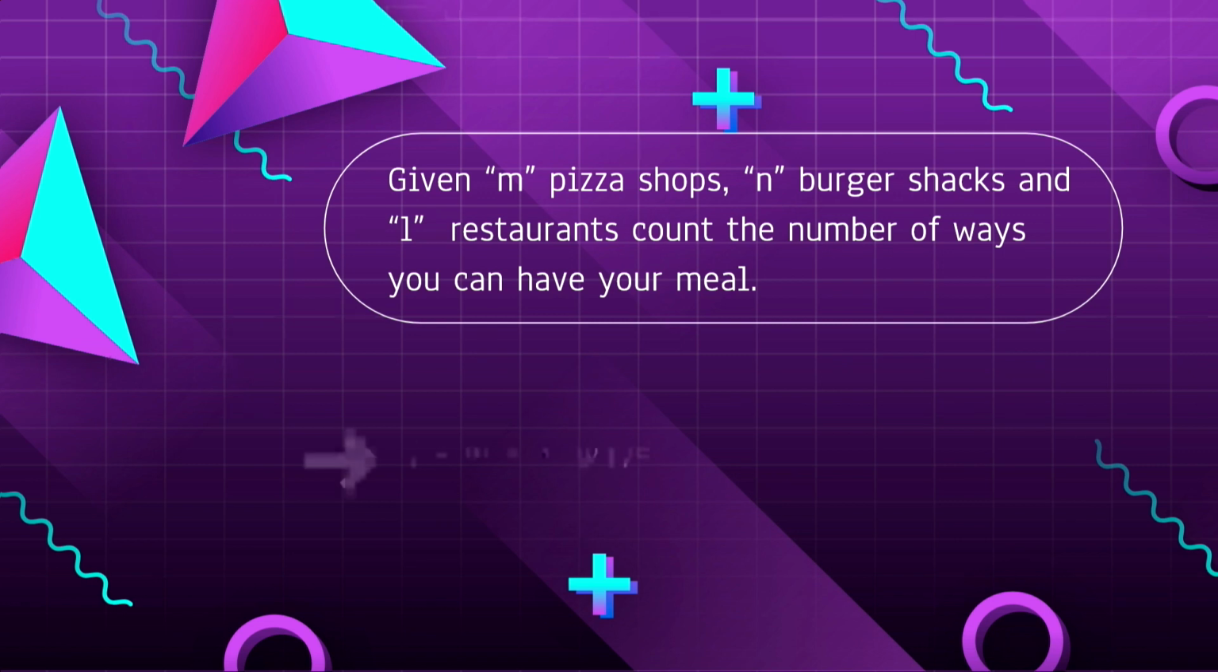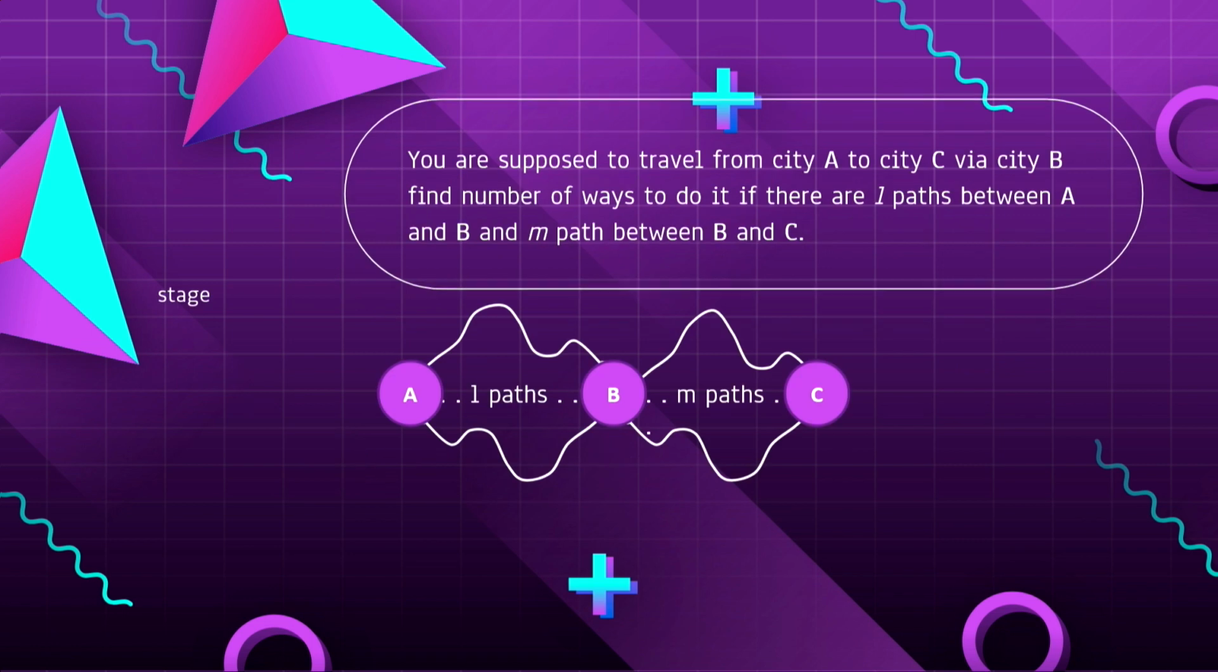Okay, so it's just m plus. Now this is a different question. You have to go from city A to city C, but you have to go there via city B, and there are L number of paths from city A to city B and M paths from city B to city C. Now you have to calculate the number of ways in which you can go from A to C.